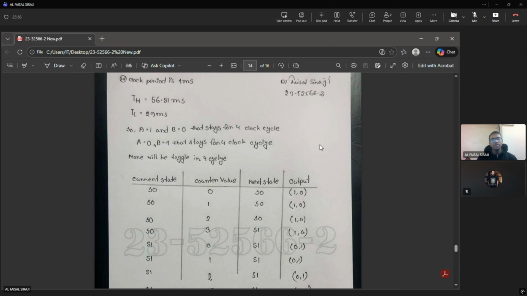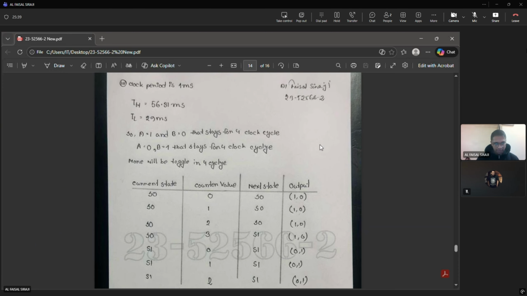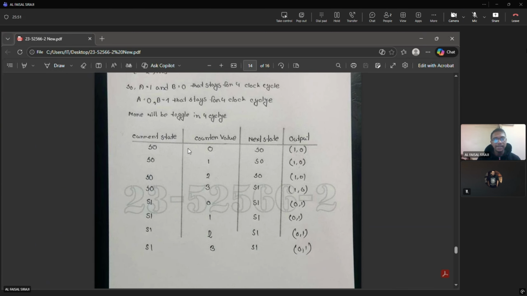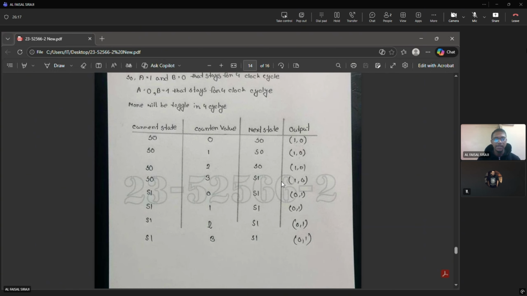This is the clock period, where the clock period is 1 millisecond. From the calculation, TH is equal to 56.31 and TL is equal to 29. Here we can see that the toggle will happen for each cycle. We can see 0, 1, 2, 3, the output is the same, which is 1, 0, 1, 0, 1, 0, and 1, 0. So it will toggle in 4 cycles. After 4 cycles, it changes to 0, 1, 0, 1, 0, 1, 0, 1. And that's how the time period is working over here.